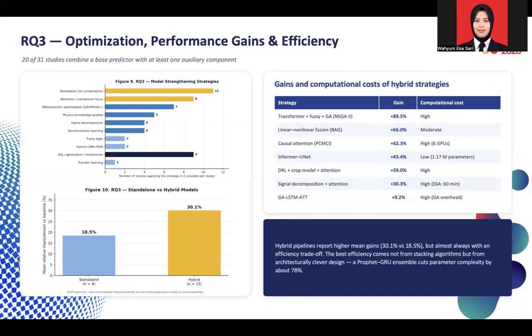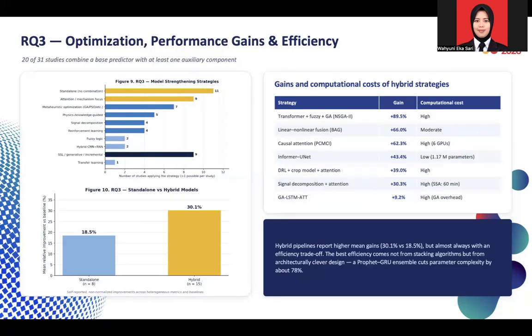And the third research question concerns optimization and hybridization. 20 of 31 studies combine a base predictor with at least one auxiliary component: attention, decomposition, metaheuristics, or domain knowledge. The table shows reported gains next to computational costs.